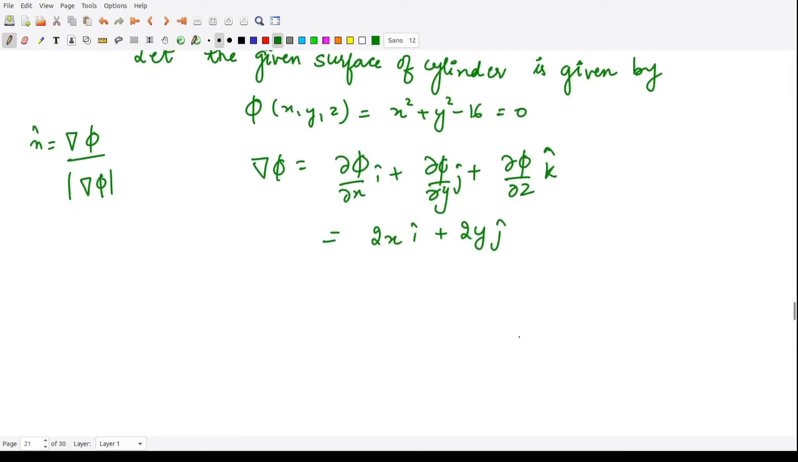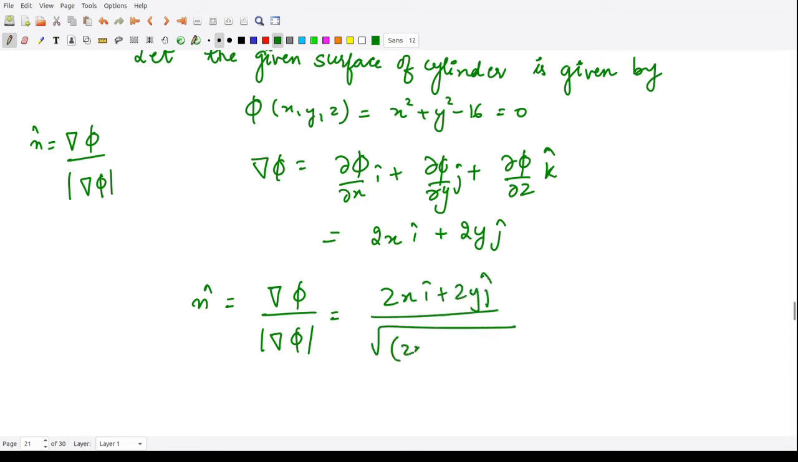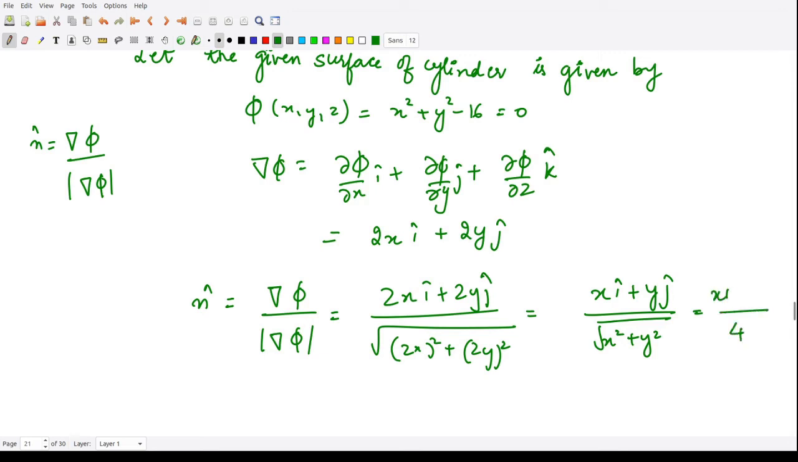Now what would be the unit vector? The unit vector n would be del phi by the magnitude of del phi. So it would be 2x i cap plus 2y j cap divided by the square root of 2x whole square plus 2y whole square. In fact, this 2 and 2 will get cancelled. So it would be x i cap plus y j cap divided by square root of x square plus y square. And what is square root of x square plus y square? That is equal to 16 and its square root is equal to 4. So we have x i cap plus y j cap divided by 4. So this is our vector n.